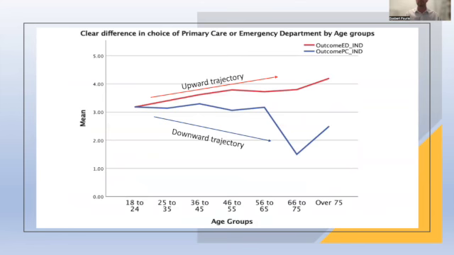Just looking at these two together, we can see that there's a clear divergence between the two lines, with an upward trajectory for age and choosing to attend the emergency department for minor medical conditions, and a downward trajectory for choosing to attend a primary care setting for minor medical conditions as age progresses.